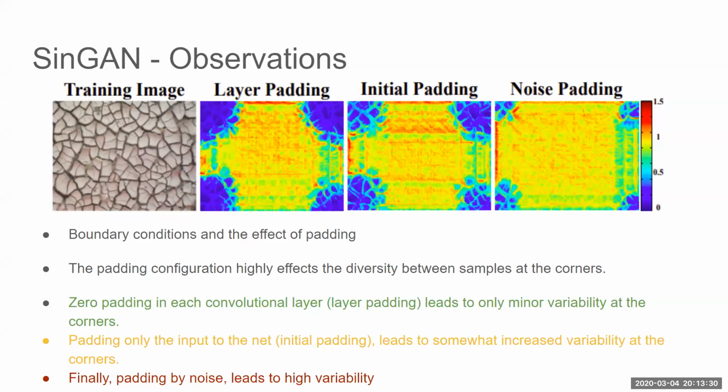Also, one more thing is that layer padding is really helpful in the border cases, as well as if you go to the central region, it's able to catch more or less the distributions towards the center side of the image. But when you do initial padding and noise padding, these things also vary a lot. So it's better to have layer padding. So that is one observation that they have done.